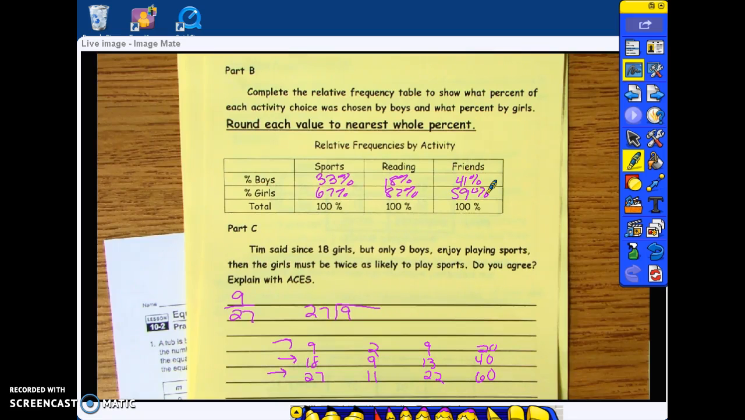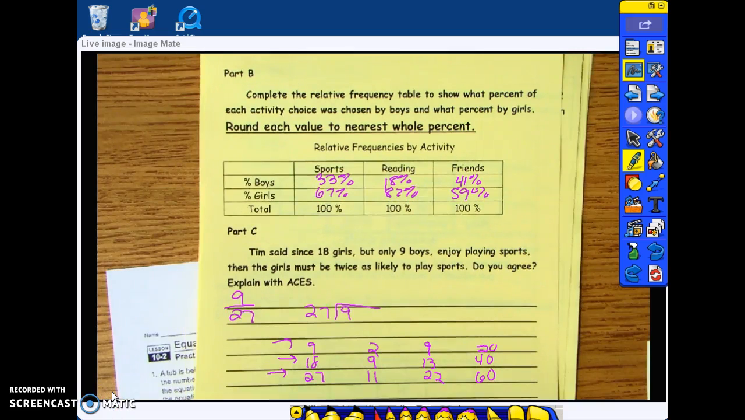Part C: Tim said 18 girls, but only 9 boys enjoy playing sports, then the girls must be twice as likely to play sports. Do you agree? Explain with ACES. So you do a lot of ACES activities, writing prompts in Miss Wright's class. You're going to do something very similar for me, except with her you have to restate what the question is asking. For this prompt, you can skip that step and go straight on to telling me what it is, how you found the answer, and explaining it.